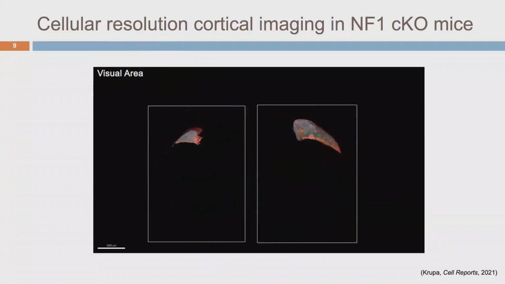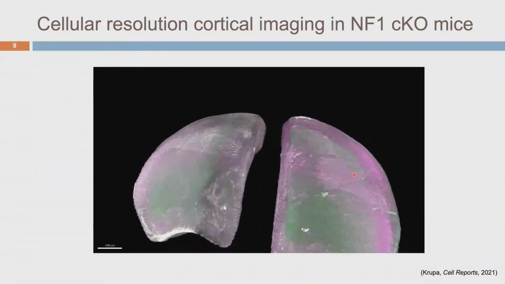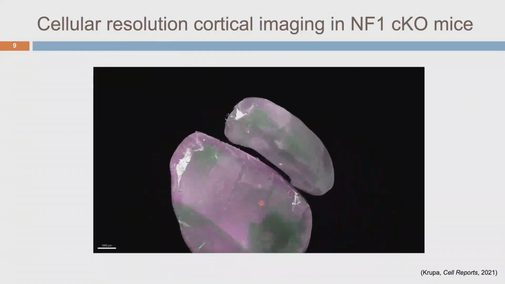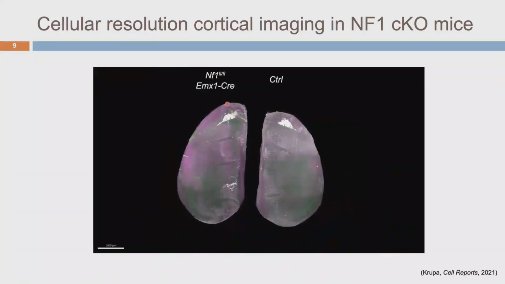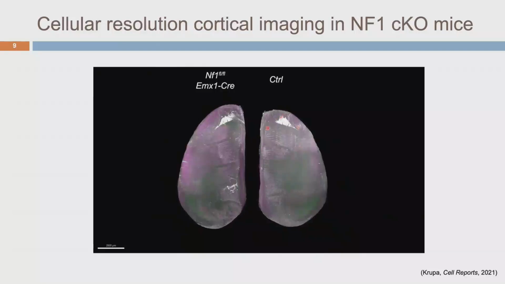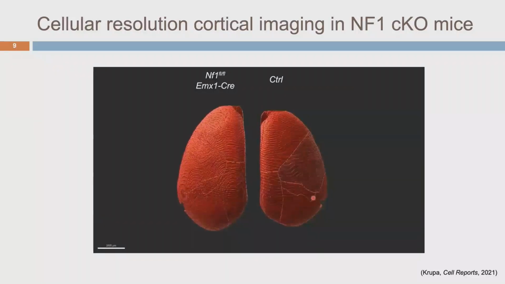And so as it finishes going through the cortex, you can see that it zooms out here in this video, and you can see the NF1 conditional knockout has somewhat of a bigger brain compared to the control.